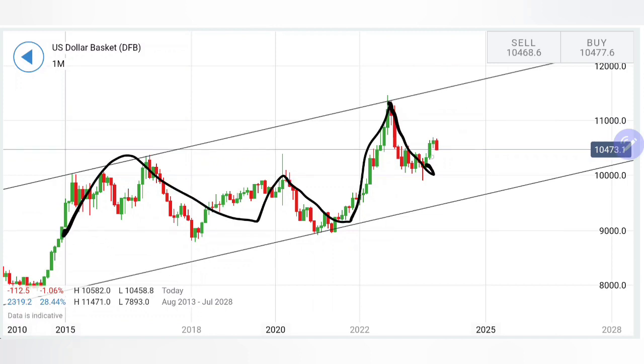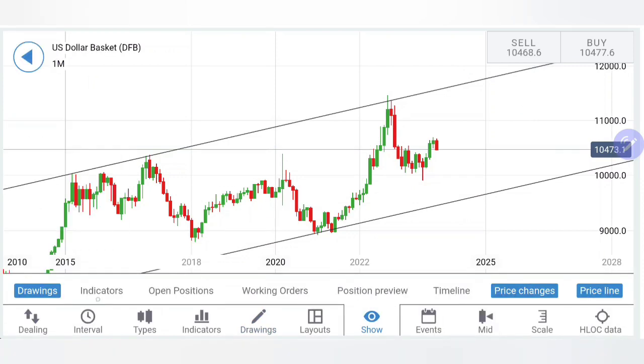The DXY has always been staying in this zone. Right now, precisely, it is staying in the median here. Wait for it to break on the downside. If it does, more bearishness may prevail here. Now, let's have a look with the help of indicators.